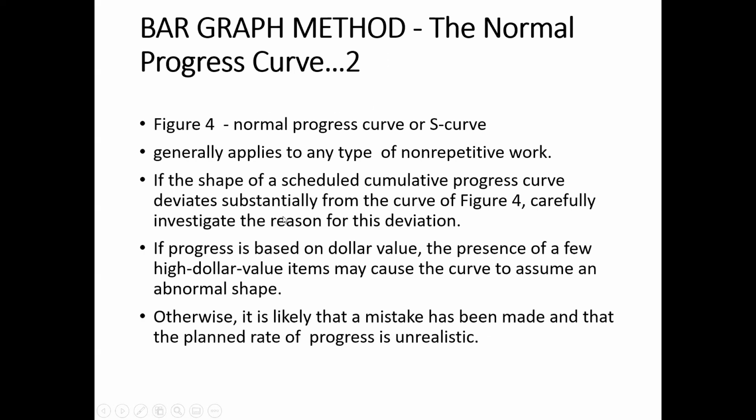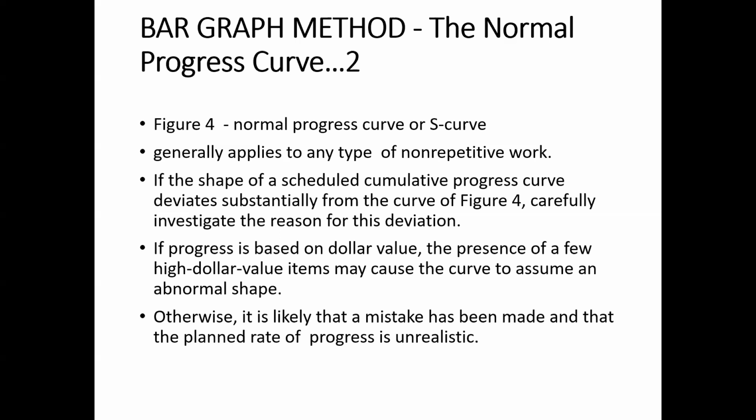However, there can be certain exceptions as well. If the shape of a scheduled cumulative progress curve deviates substantially from the curve of figure 4, we should carefully investigate the reason. For example, some of the items in the project may be quite expensive. If we are measuring the progress with respect to the dollar amount, then those expensive items, when they are installed or the bill is received, may make the shape of this S curve deviate.